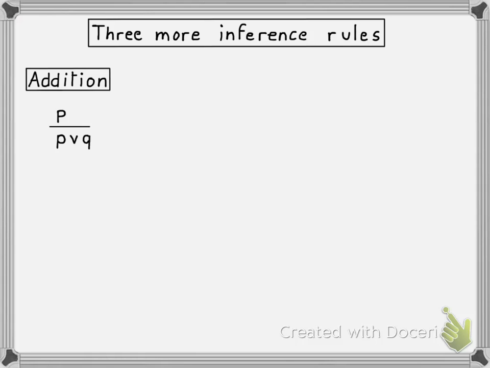Now this rule is called addition because you can start with any proposition whatsoever. Remember, this is a template. And from that proposition, you can always infer a new proposition that you obtain by adding a disjunction connective and therefore building a disjunction between the original proposition you knew which was true and any other proposition whatsoever, Q. So this rule of inference is called addition.